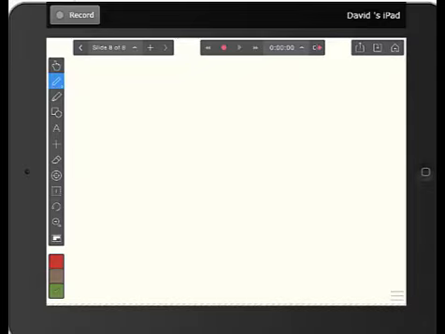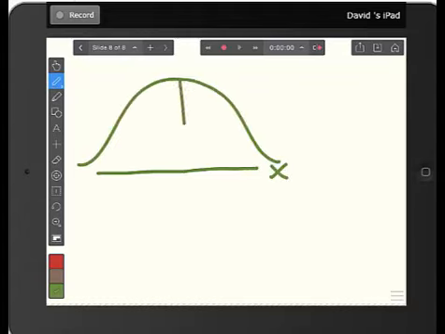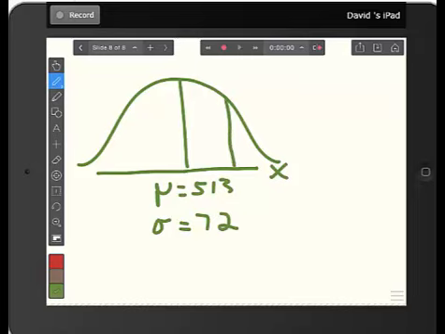Okay, let's take a look at problem 1 here. We have a normal population with a mean of 513 and a population standard deviation of 72. We want to know the likelihood of getting a value above 550. So that's 550 right there. We're looking at the area beyond that.